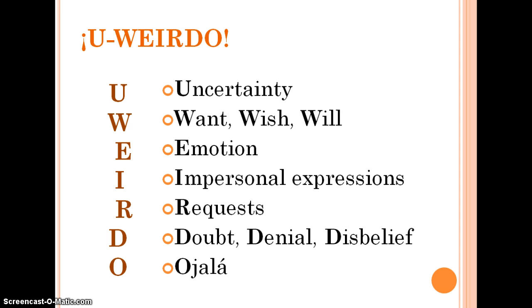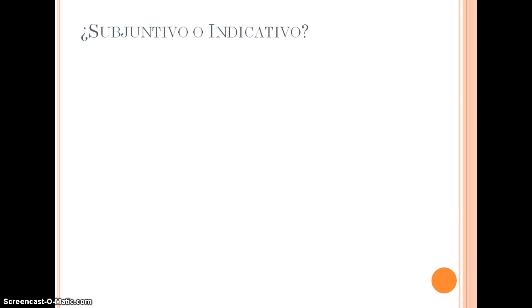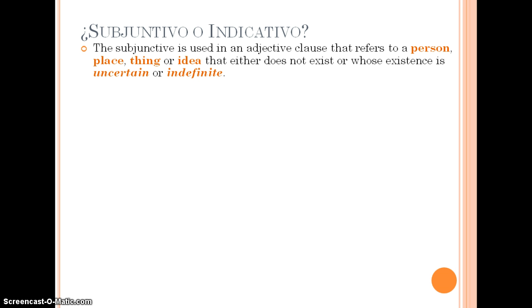We have to have that change in subject, we have to have our que, and then any one of these situations in our independent clause. And again, we're looking right now mostly at that uncertainty or unknown with adjective clauses. So, do we need to use a subjunctive or indicative? The subjunctive has to be used in an adjective clause that refers to a person, place, thing, or idea that either does not exist or whose existence is uncertain, indefinite, or hypothetical.